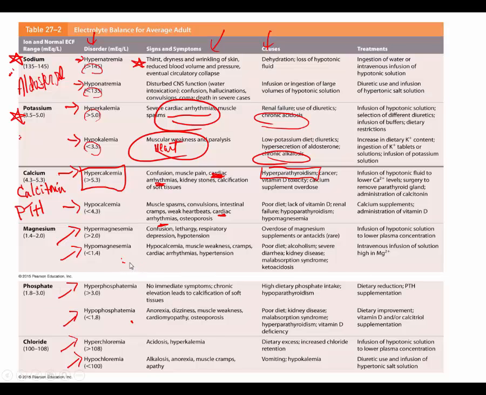So phosphate I'm not going to talk a lot about, but it's linked to the calcium. And then chloride usually follows sodium. That's what this usually does. Chloride follows sodium. So if you're hypernatremic, you're usually hyperchloremic. All right, so that's going on there.